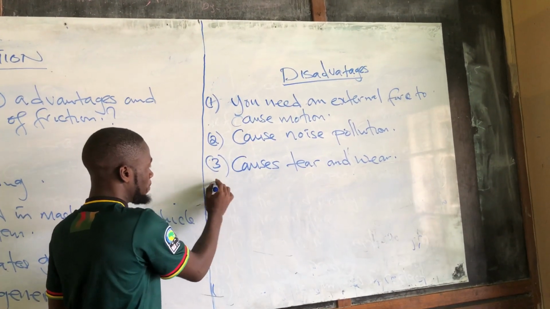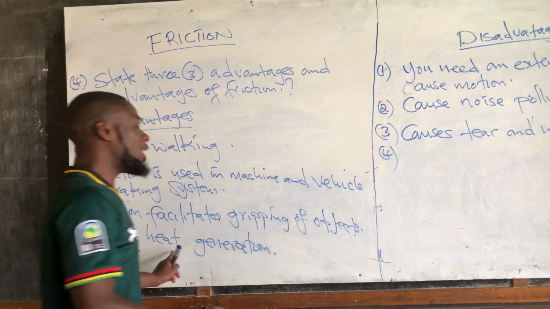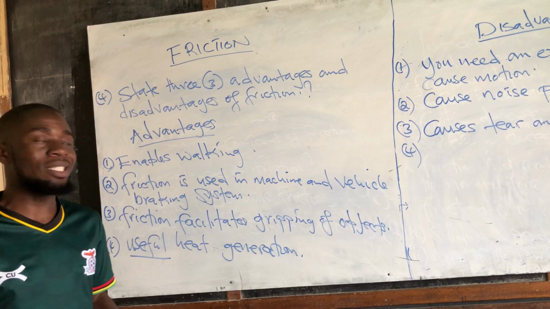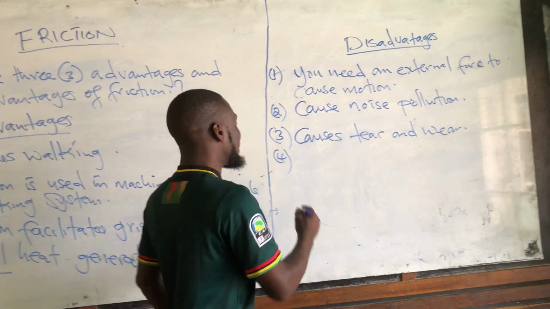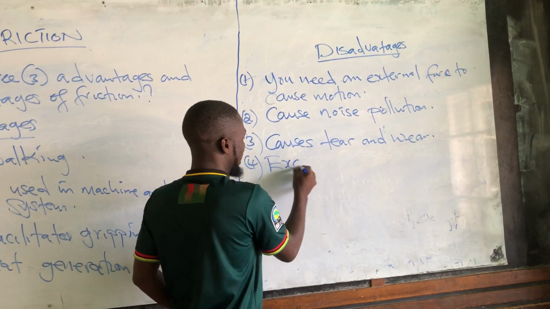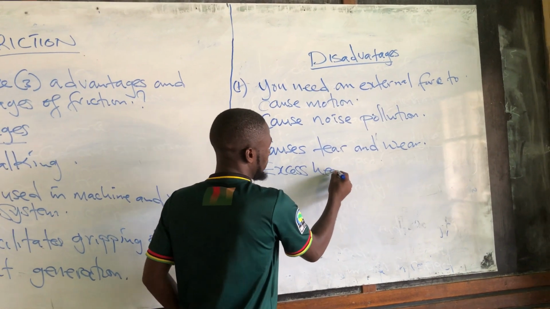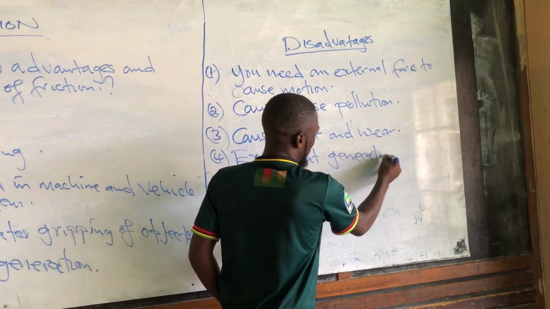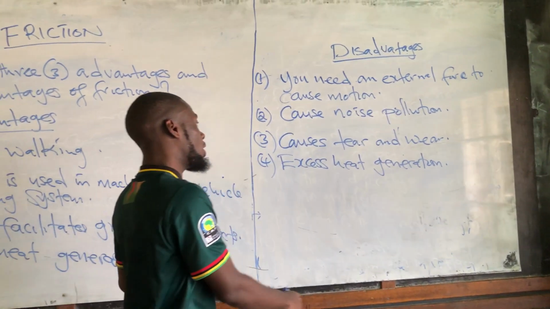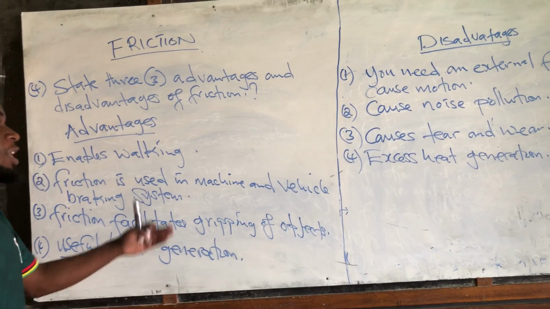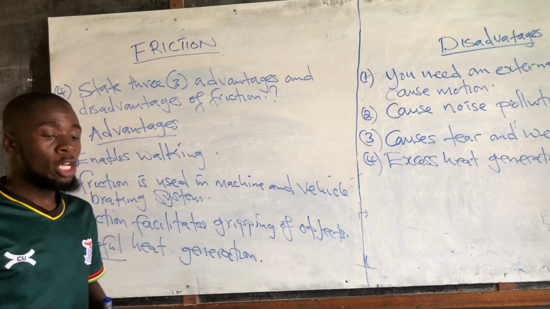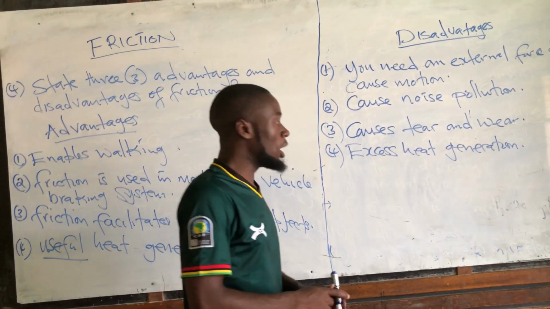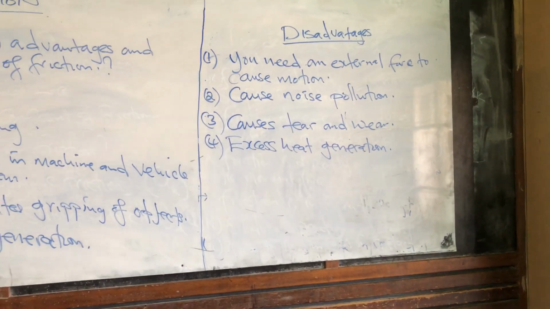So number 4 here. Here we talked about the use of heat generation, but at a certain point we have excess heat beyond what we need. So there's generation of excess heat here. Okay, so these are the 4 advantages and 4 disadvantages of friction. If you have to pass an exam, you need to master these and know them by heart.